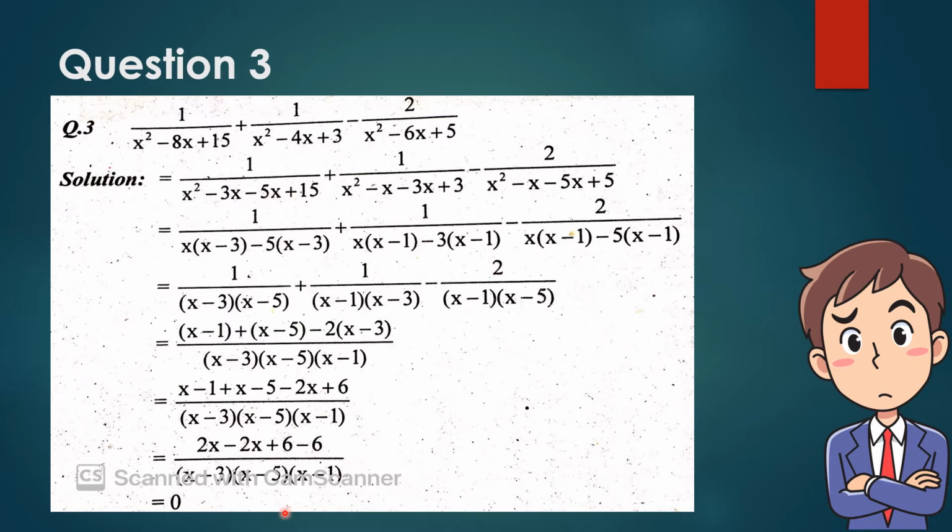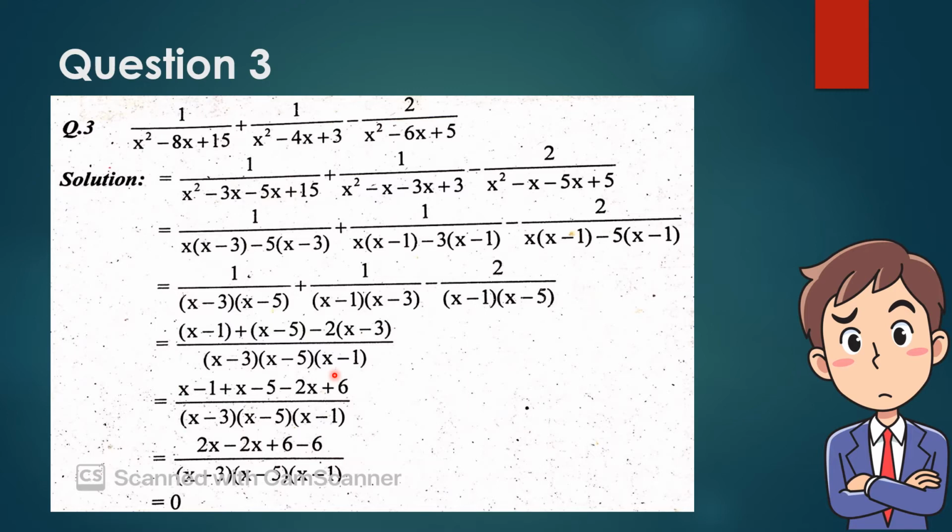So now we will simply write the common terms. We have x minus 3, x minus 5, x minus 1, x minus 3, x minus 1 and x plus 5. Now in this step what we have done is we have taken the LCM.